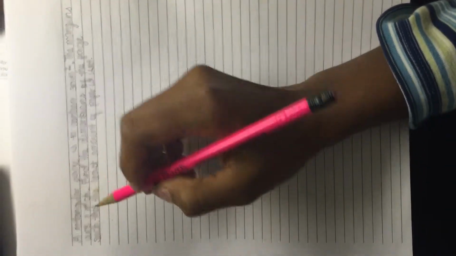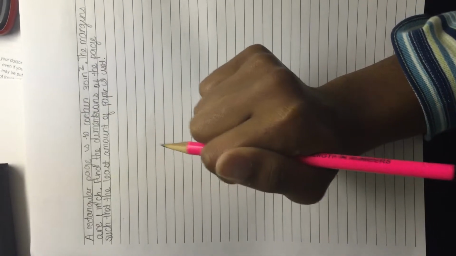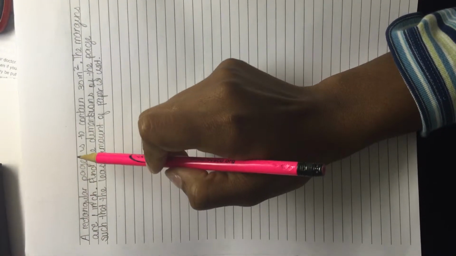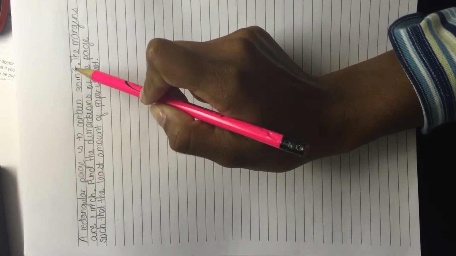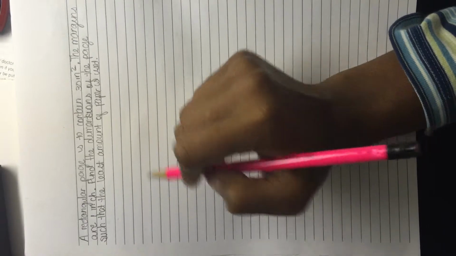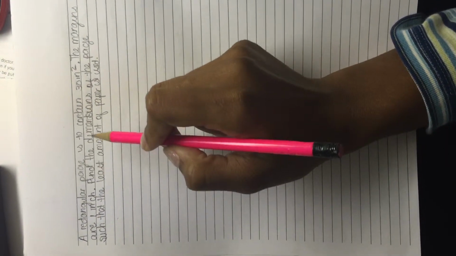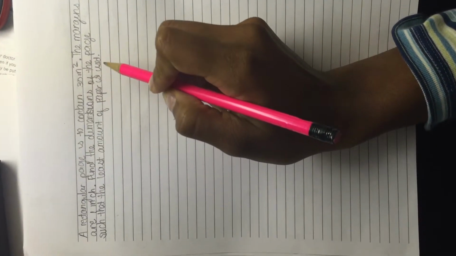So I am doing optimization. Whenever we're doing optimization, first we have to start with a sketch, because a sketch will always help us through the problem itself. This one is: a rectangular page is to contain 30 square inches of print. The margins are 1 inch. Find the dimensions of the page such that the least amount of paper is used.